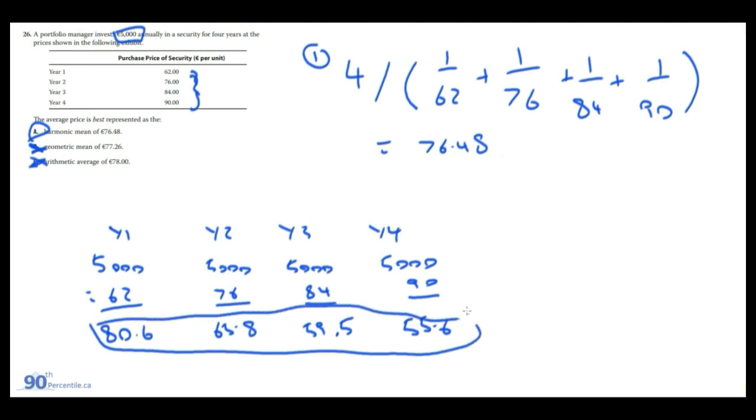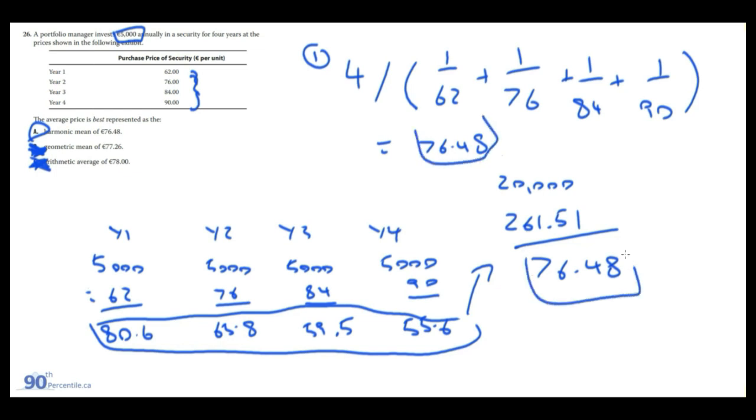If you sum all this up, you have 261.5 shares. And we invested 20,000, so 5,000 over 4 years. So $20,000 divided by 261 shares gets you an average price of 76.48, which is the answer in A, which we crossed out just by reading or understanding the differences between the types of averages, and we calculated here and here. So we're all good. When analyzing investment returns, which of the following statements is correct?